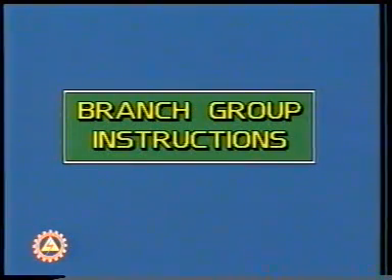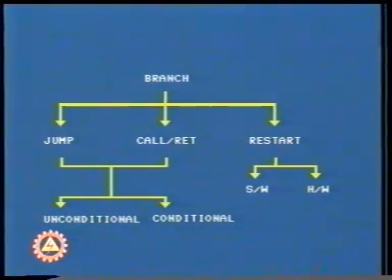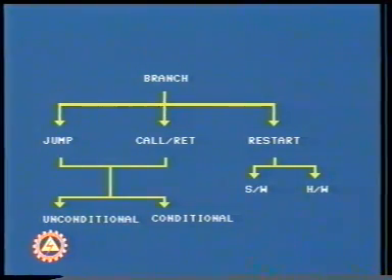Now let's study branch group of instructions. These instructions may change the program sequence. Instead of fetching the next instruction in the usual way, the microprocessor may jump or branch to another part of a program. Branch instructions are of categories: jump, call, return, and restart. Jump and call can be unconditional and conditional. Restart instructions can be a software or a hardware instruction. These instructions do not affect any flag.